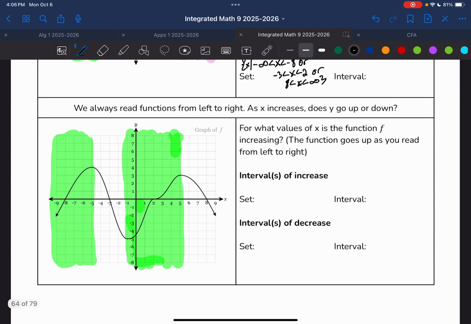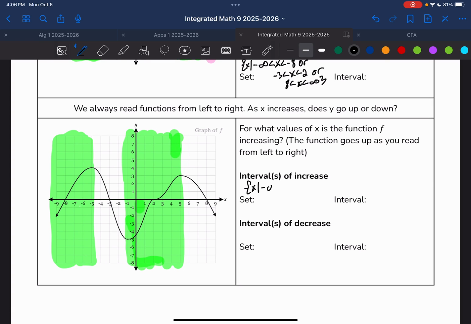So we can represent this in the same way. All values x such that -infinity is less than x is less than -5, or -1 is less than x is less than 5, which we can represent as intervals as being -9, comma, -5, union with -1, comma, 5.